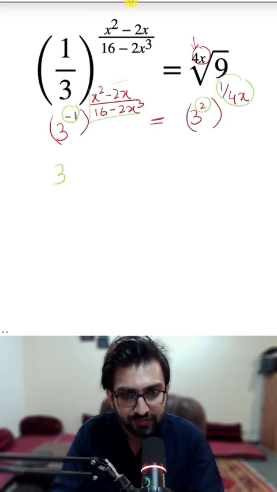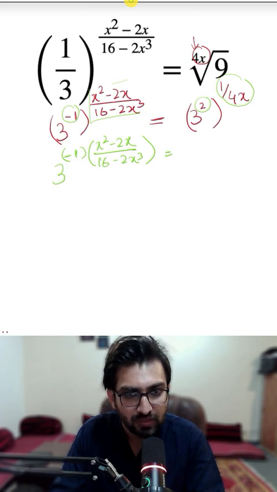So it will become 3, and when I multiply that negative sign, it will be multiplied with the numerator only. So it will become minus 1 bracket, and I will write x square minus 2x divided by 16 minus 2x power 3. And similarly, I will multiply these two powers together, so it will become 3, and 2 will be multiplied with the numerator, so it will become 2 divided by 4x.